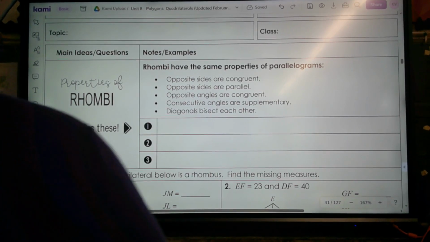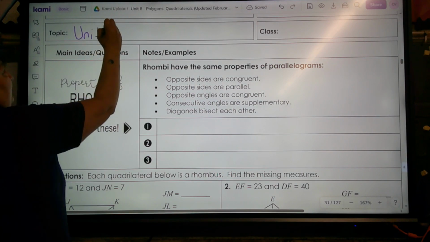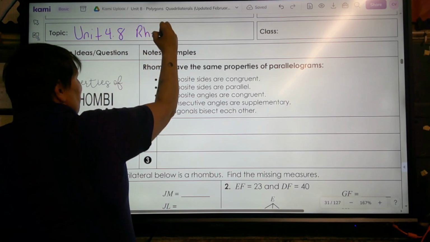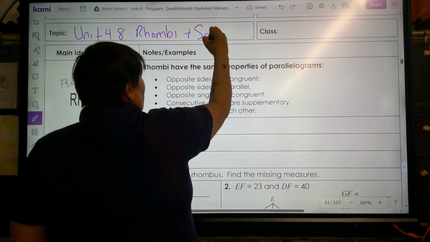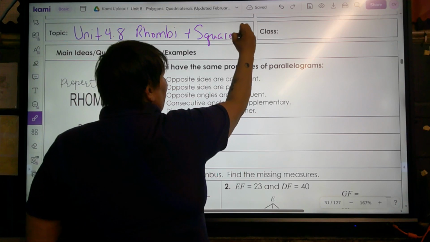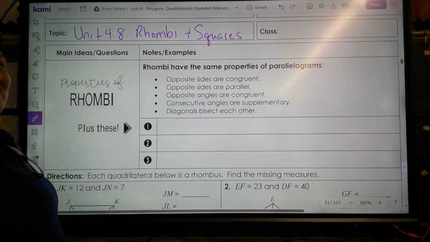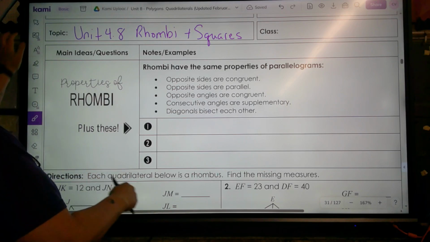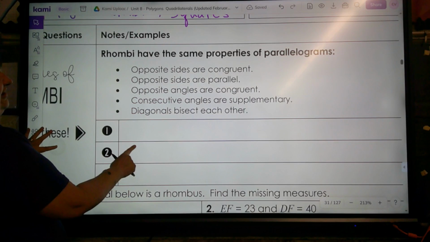All right, unit 4.8, the last of unit 4. 4.8 is about rhombi, which is rhombuses, multiple rhombuses, rhombi, and squares. All right, I'm going to be going fast in this video because I'm trying to shrink down the amount of information in the videos. So if you need to slow it down, or if you need to watch it multiple times, do that.